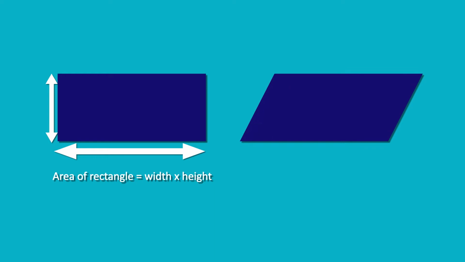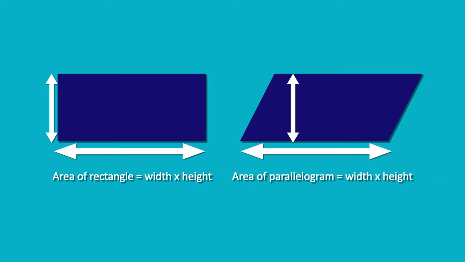This is a parallelogram. This is a little bit less straightforward. However, the area is still its width multiplied by its height. I think it's interesting that I find the area of these two shapes in the same way, and in this video I'm going to explain why this happens.